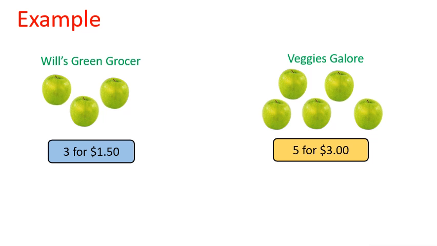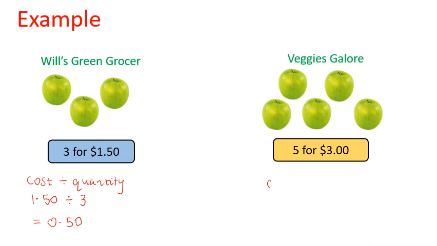Let's do some examples. We want to know which is the best buy, apples from Will's Greengrocer or from Veggies Galore. So I need to work out the price per unit. So to do that, I do the cost divide by the quantity. So the cost of the apples here, it's $1.50, and that's for 3, so the quantity is 3. Pop that in the calculator, equals 0.50, so 50 cents per apple or per unit.